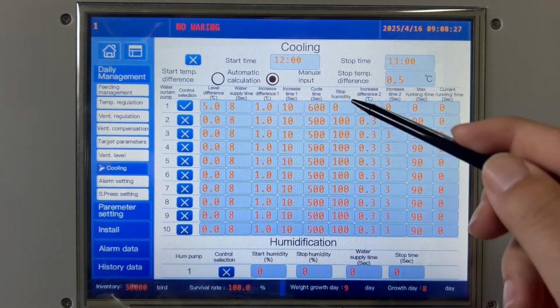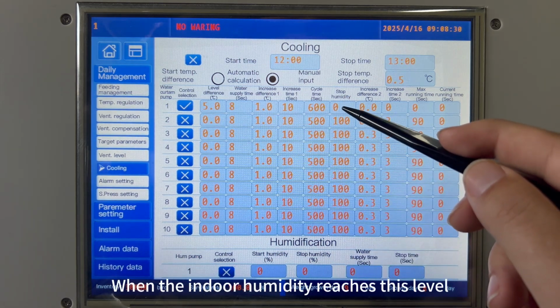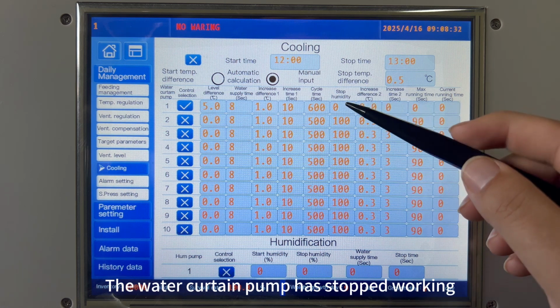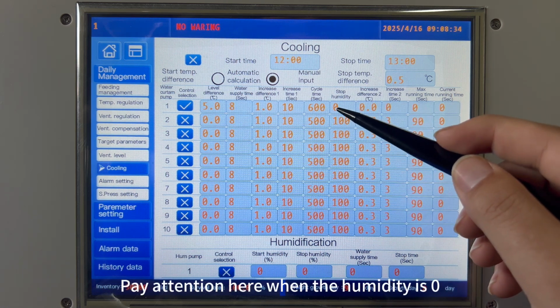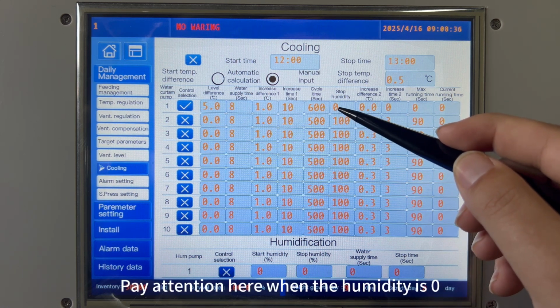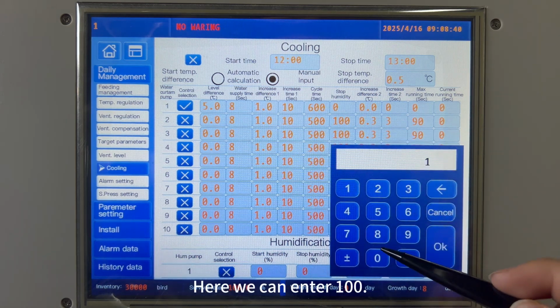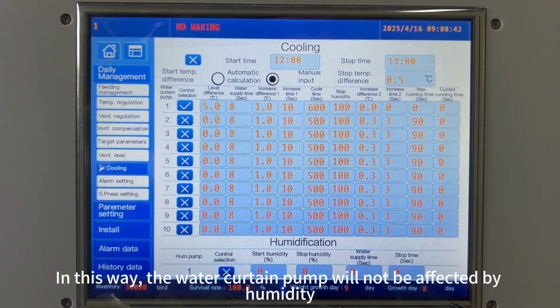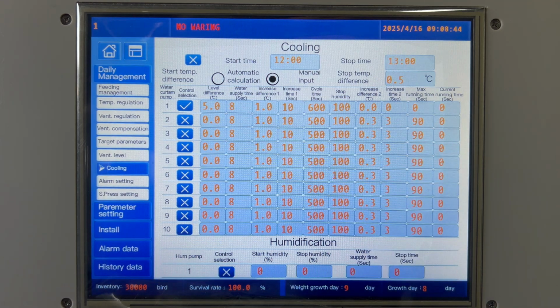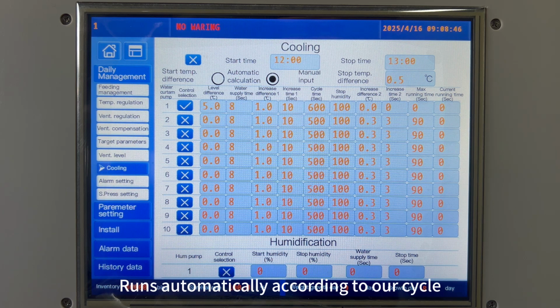Stop humidity. When the indoor humidity reaches this level, the water curtain pump stops working. Pay attention here: when the humidity is 0, the water curtain pump is not working. Here we can enter 100. In this way, the water curtain pump will not be affected by humidity and runs automatically according to our cycle.